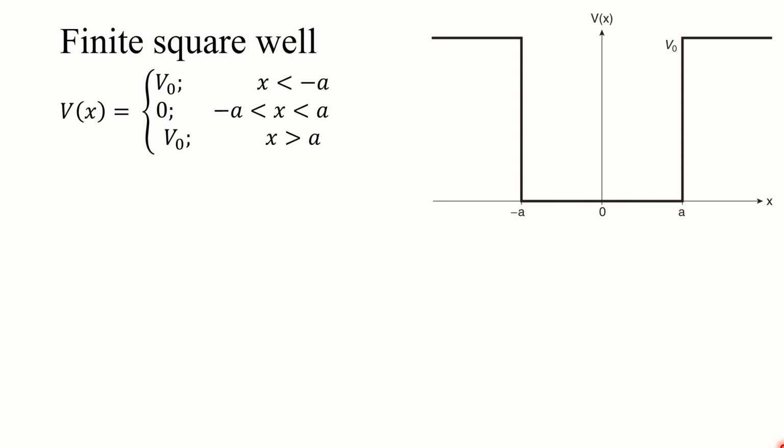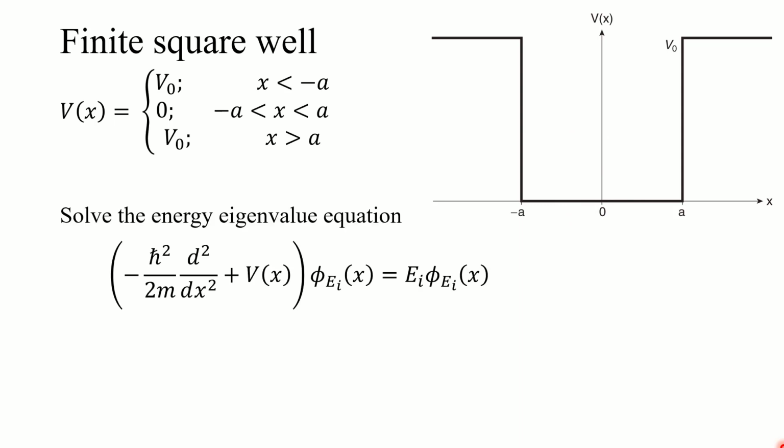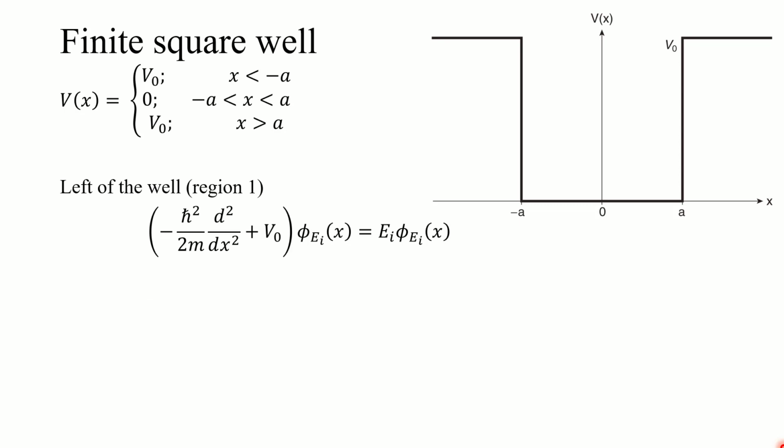Now, our goal, just to remind you, is to solve the energy eigenvalue equation, which in the position representation looks like this, where we have the energy eigenfunctions and the energy eigenvalue E_i. This is a piecewise potential, so we're going to solve it in different regions. In this left region, region 1, where x is less than negative A, our potential is V naught.